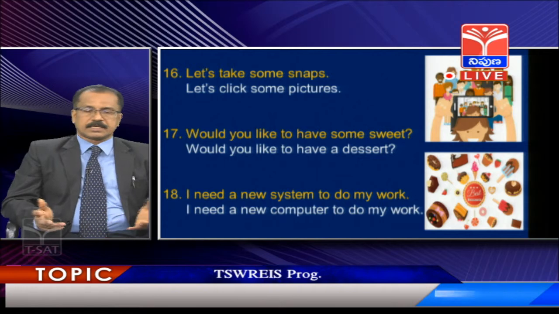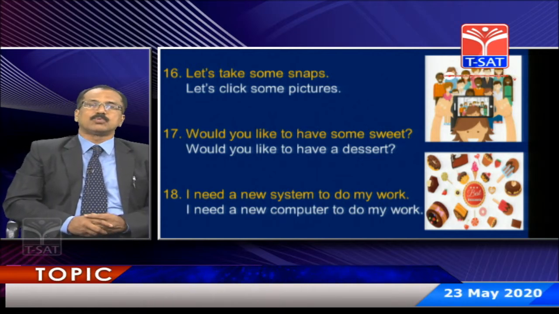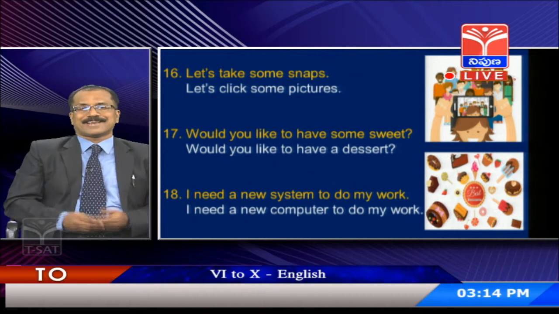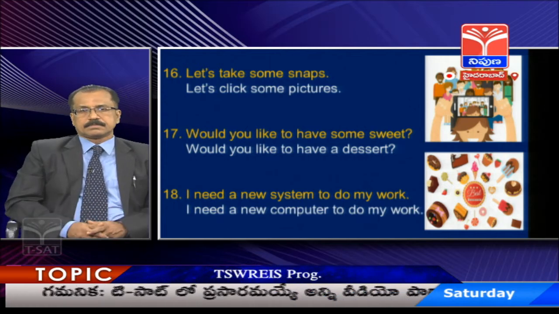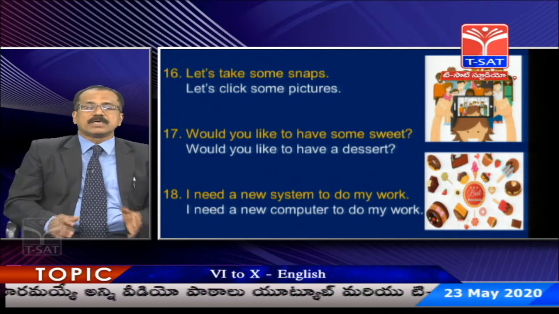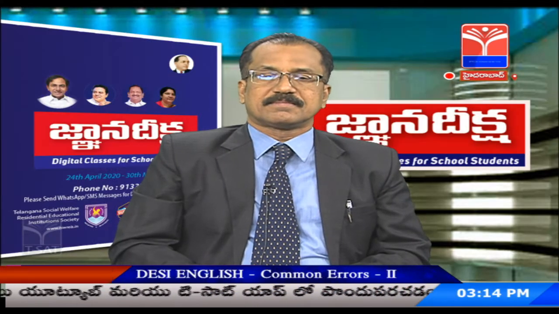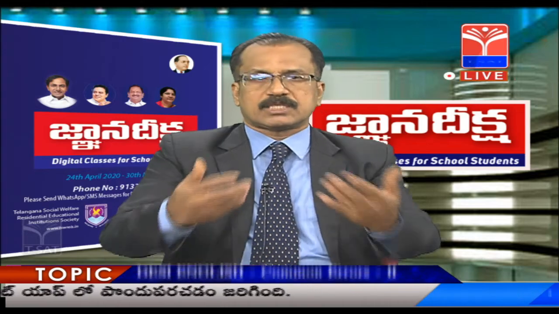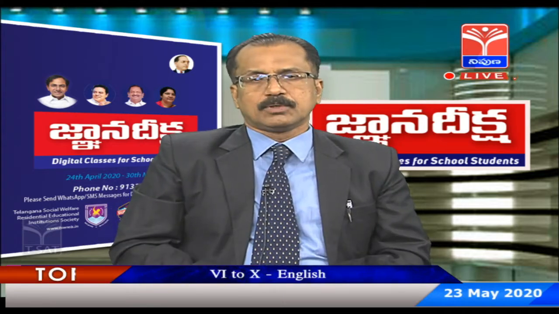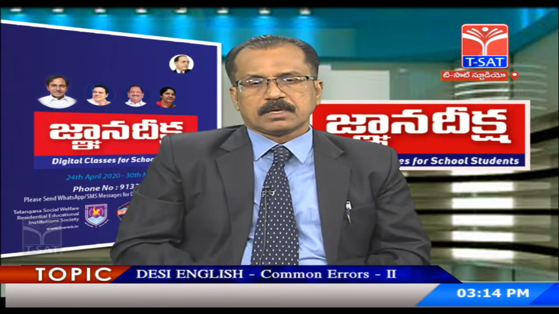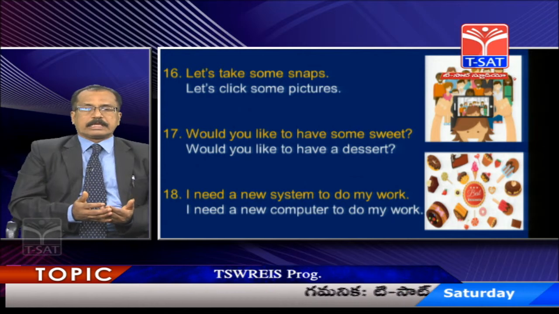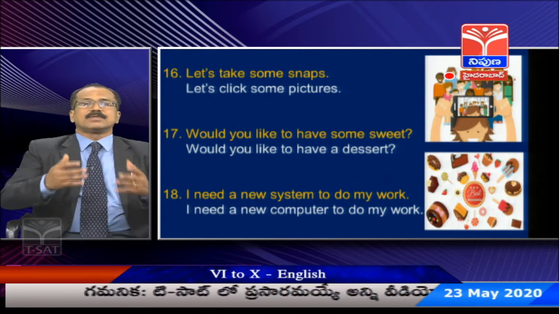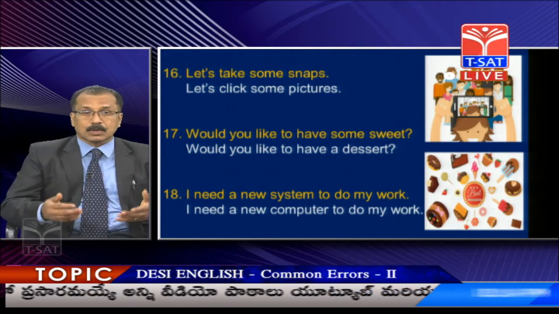Then the next sentence, I need a new system to do my work. Those of you who are tech savvy, or those of you who want to work on a computer or a laptop, suddenly you will say, oh, I could not finish my work because I don't have a system. Or you wanted to ask your superiors, or your teacher, or your elders, you wanted a computer, a laptop or a desktop. You say, I don't have a system. Never say I don't have a system. System is something different. So I need a new computer to work, or I need a new computer to work with. I need a desktop, I need a laptop. You should say like that.